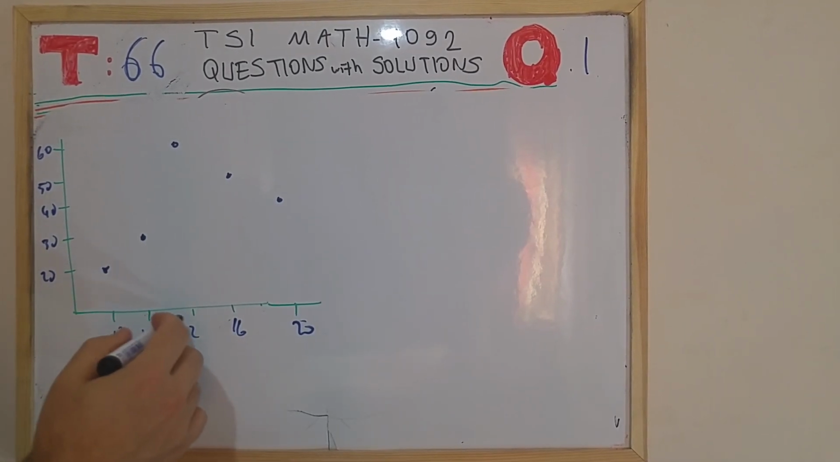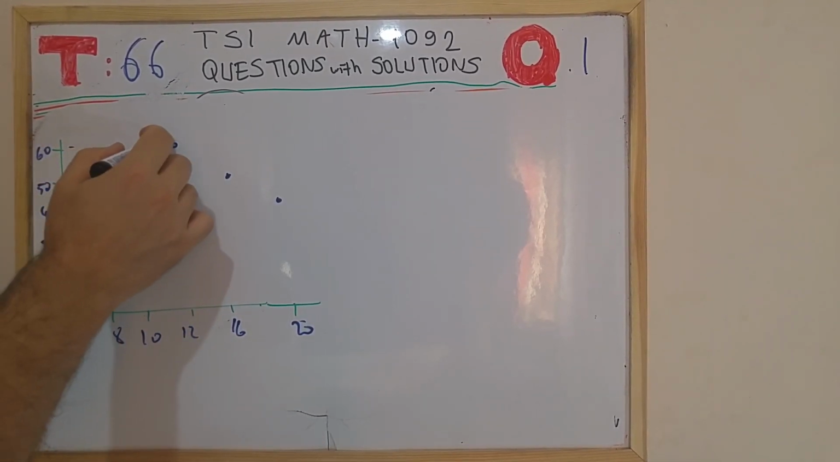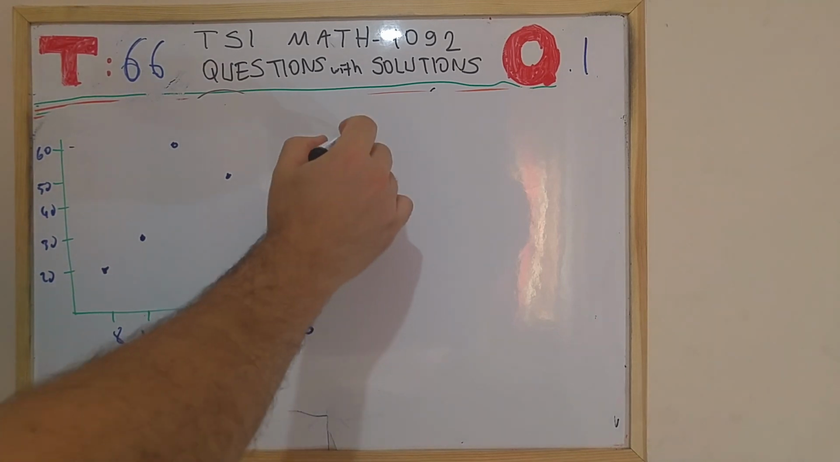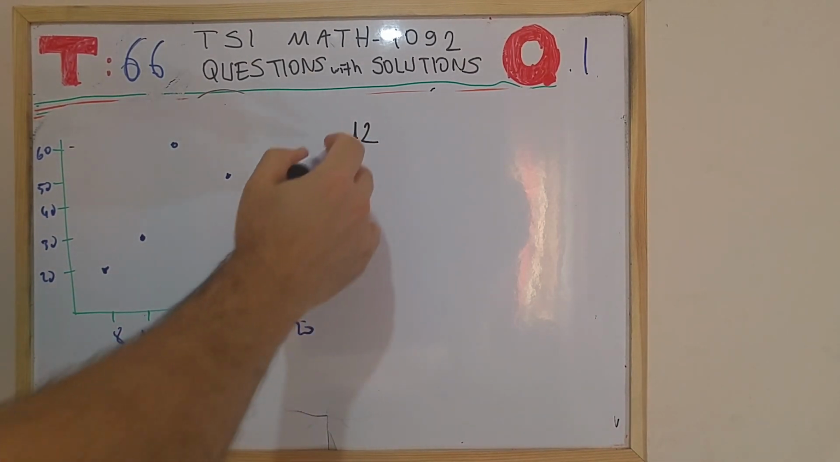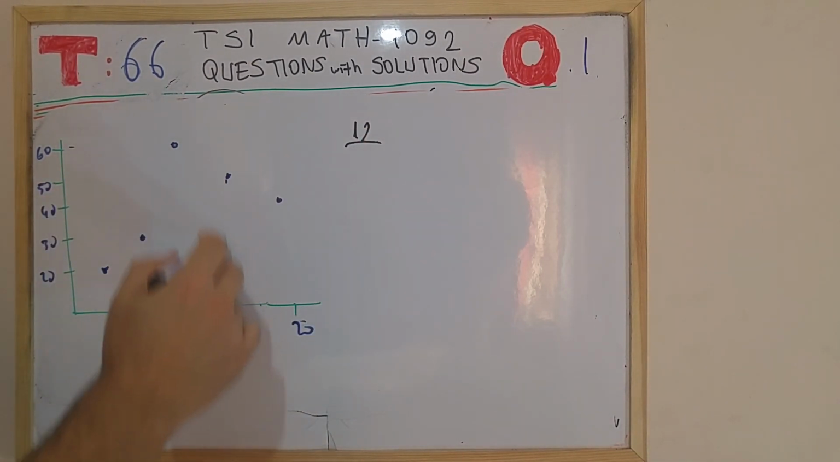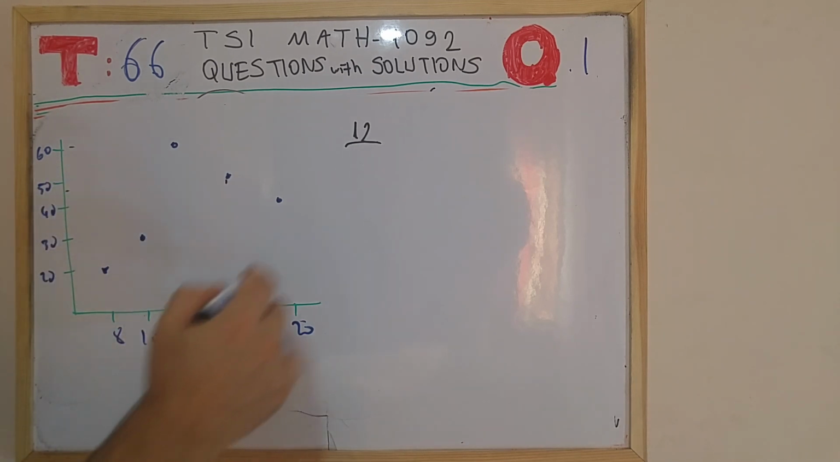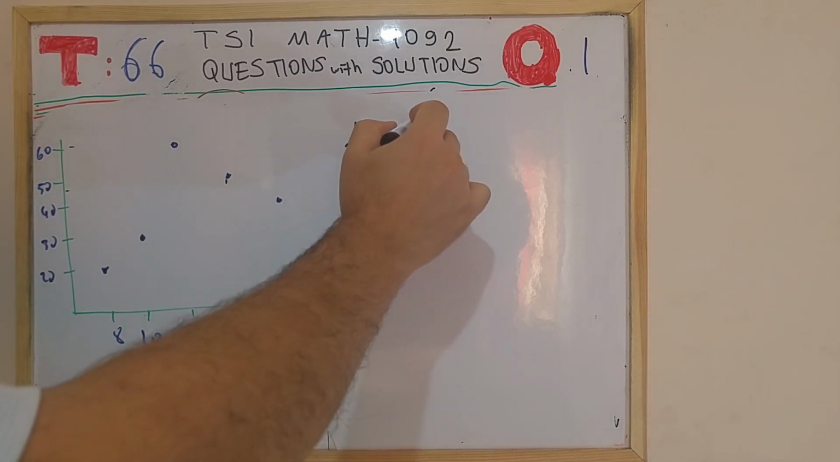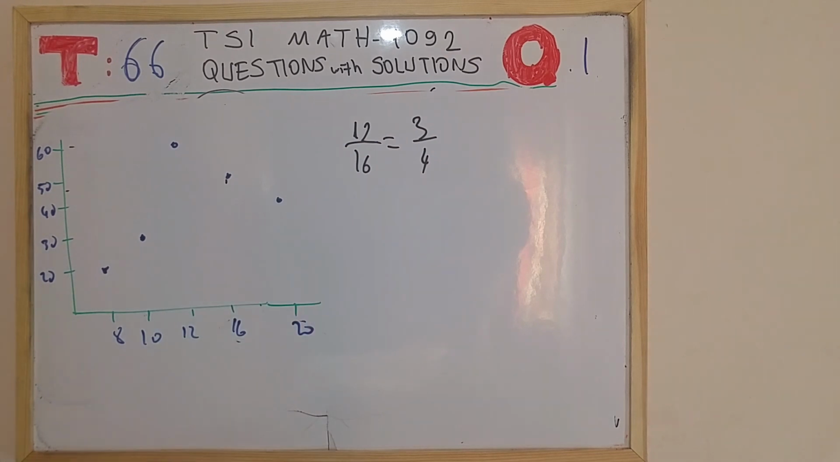Highest charity was collected by this club with $60, and there are 12 students in this club. And the second one is this one with $50, and there are 16 students in this club, so this ratio is equal to 3 to 4.